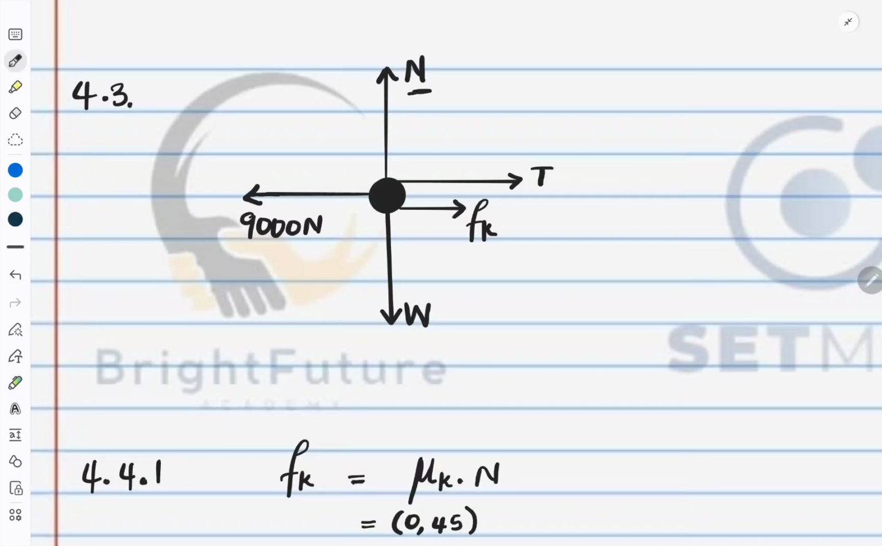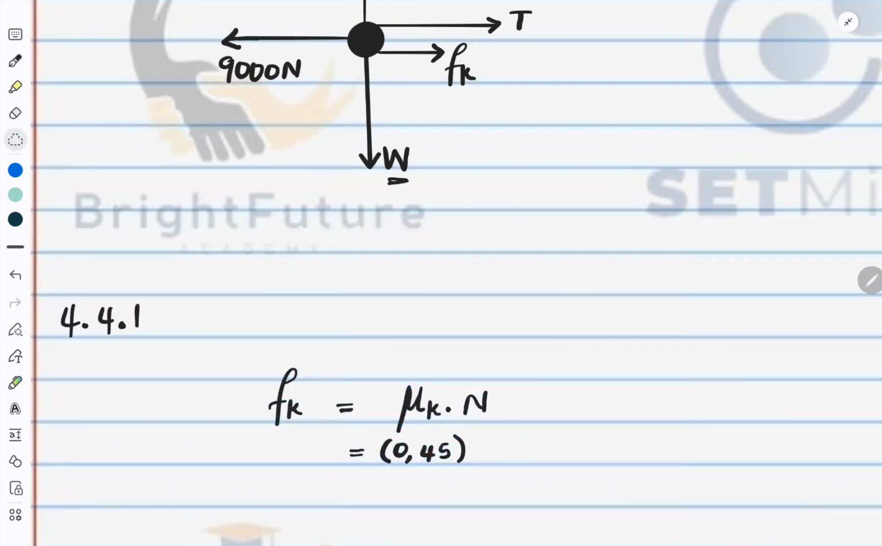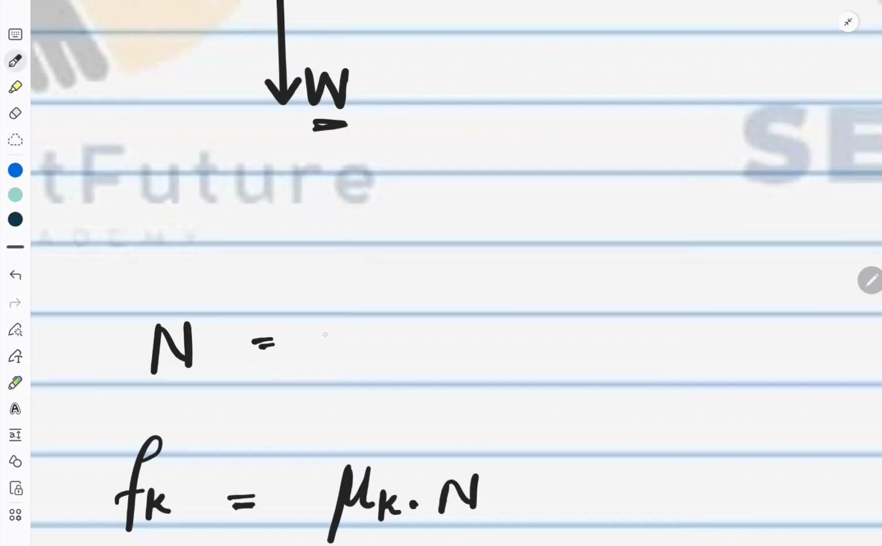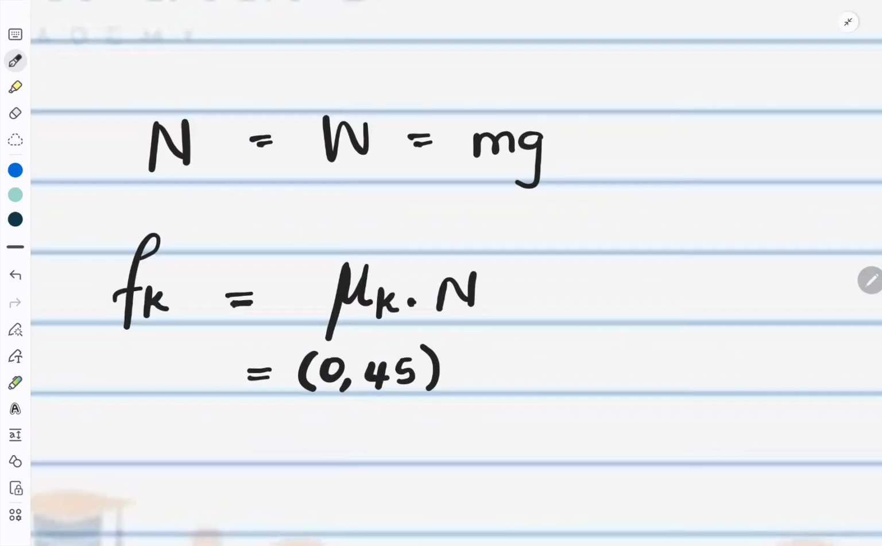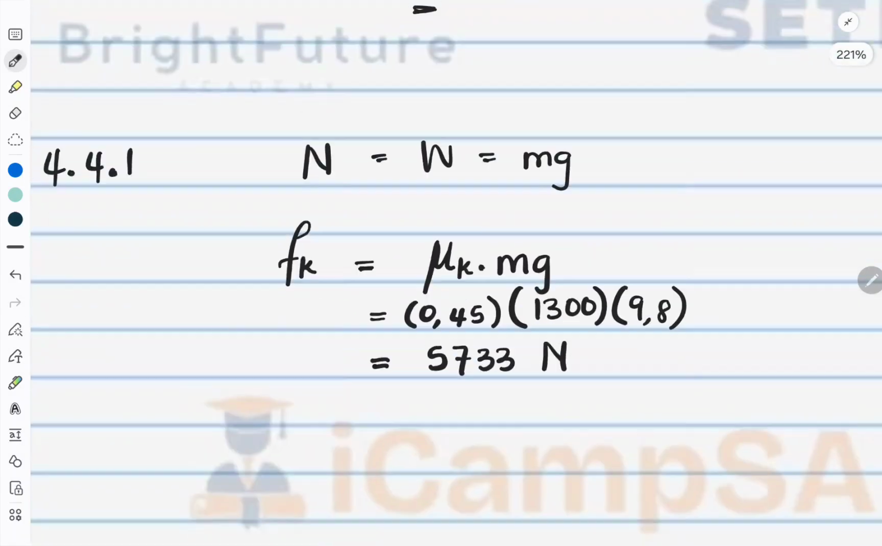In this case, there's only normal force and the weight along the perpendicular direction, or in the vertical axis. So what that means is we can simply say, we could have started with that actually, n is equal to weight, which is equal to mg, right? So therefore we could have said here mg, and then now we can multiply with the tow truck mass, given to be 1,300 kilograms, and then we can find our answer. So that is 5,733 newtons. So we're done with Fk.